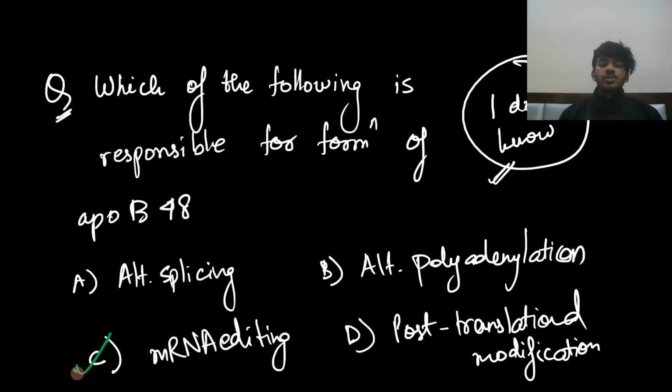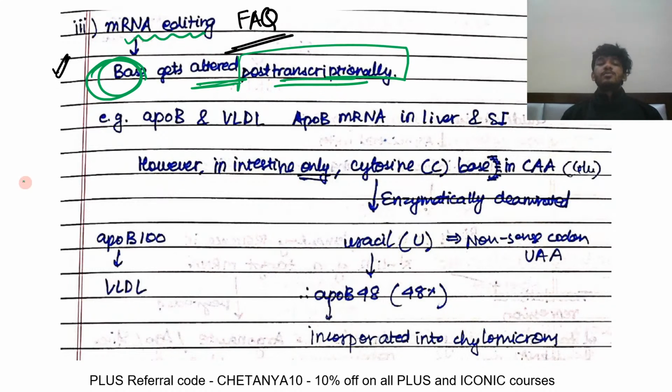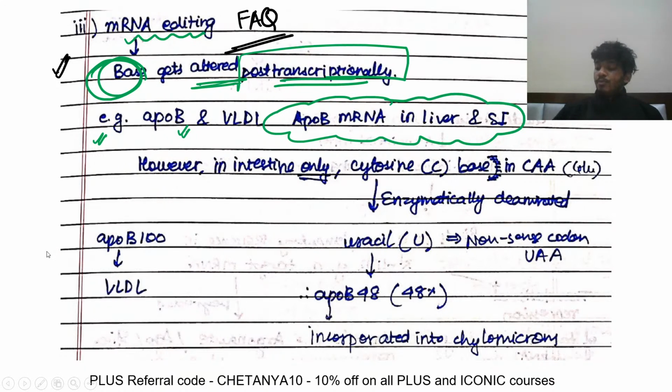The correct answer is option C, mRNA editing. We'll just see how that is happening. In mRNA editing, one of the bases gets altered post-transcriptionally. For example, in the case of ApoB, the ApoB mRNA is found in both liver and small intestine. But in the intestine, what happens?